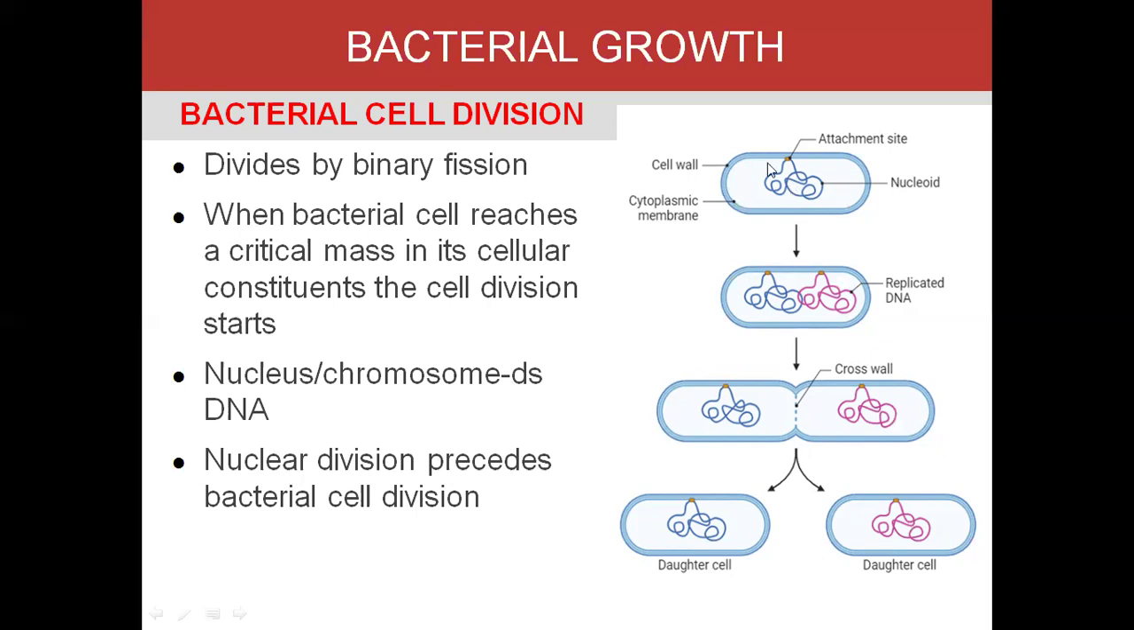First of all, the bacteria start utilizing the nutrients. They reach a certain mass, the critical mass, and after that only the cell division starts. In this, the first step is the division of DNA. Here the nucleus or chromosome is double-stranded DNA. The double-stranded DNA is divided into two single-stranded DNAs. So by this, the binary fission starts.